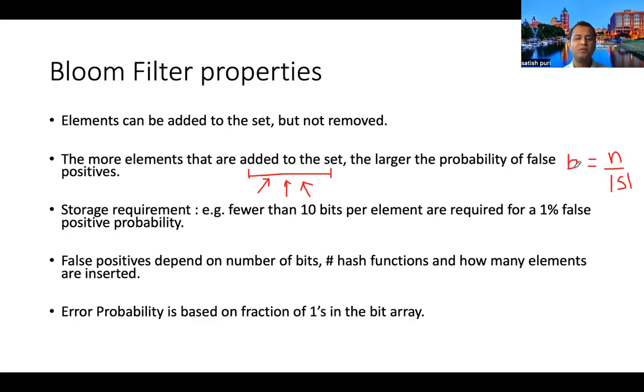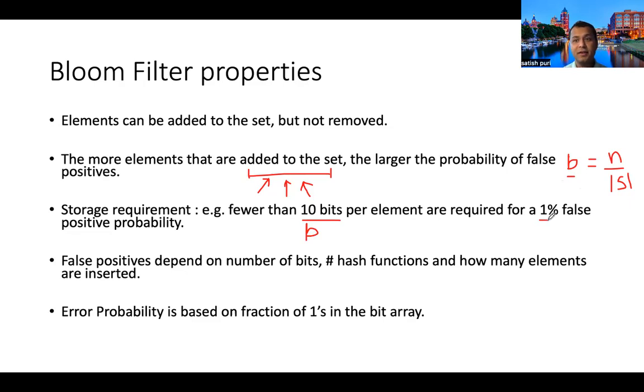So we want this value to be large. We want more bits allocated per item. Okay, so we'll see this parameter as we do our analysis. So, per element storage. And we'll see the relationship between how many bits per element, which is B equals 10 here. That's what is assumed. We'll have the 1% false positive probability.